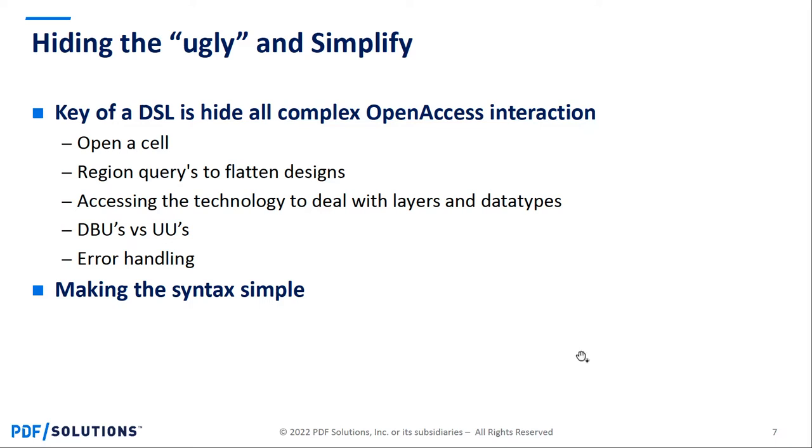Or region queries, another great example that they are complex and you need to write a lot of code to just flatten a design. Once you have it, sure, it's easy, but you have to get there, right? For me, personally, the most annoying thing is just dealing with technologies, data types, layers, instead of natural things. Like I think in Metal 1, I don't think in layer number 43, data type 76. And as mentioned in the introduction, DBUs versus user units, also I want to think in micron and not in micron times 1,000. And sure, error handling. So making the syntax simple is the second task. And next slide.